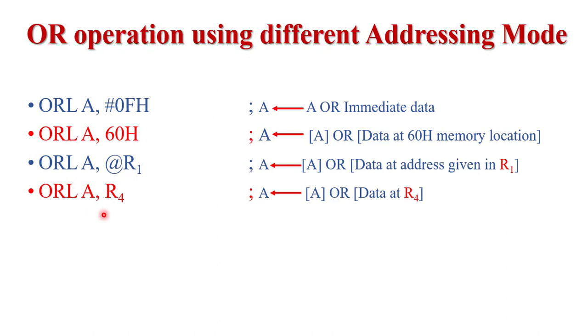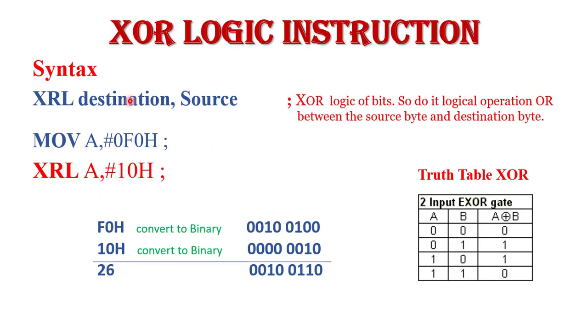This instruction tells that perform OR operation between accumulator data and the data stored in the R4 register, and the result is stored in the accumulator register. So these are some examples of OR operation. Next is XOR logic instruction.